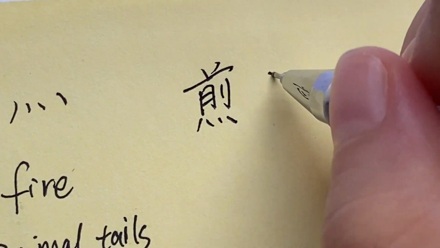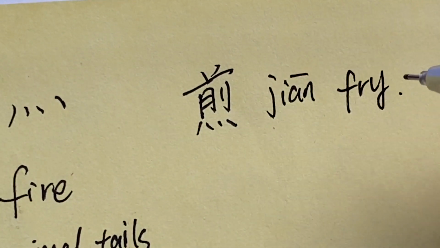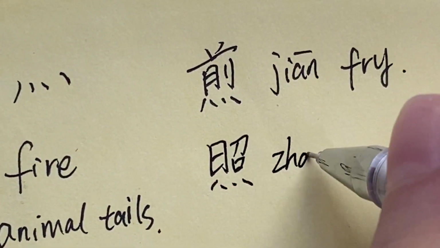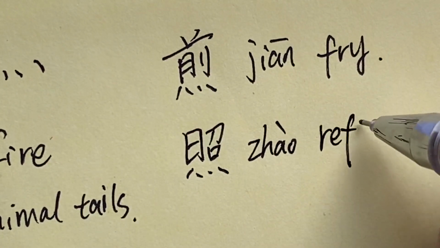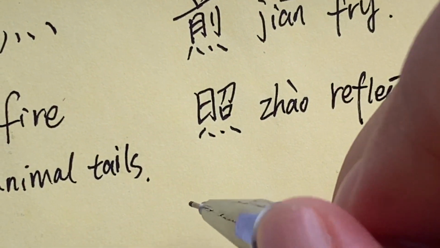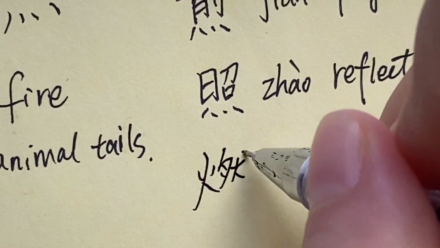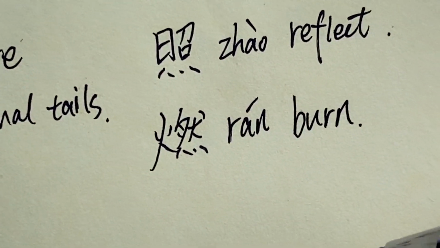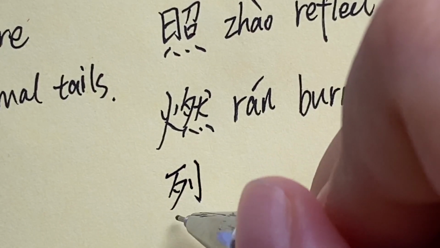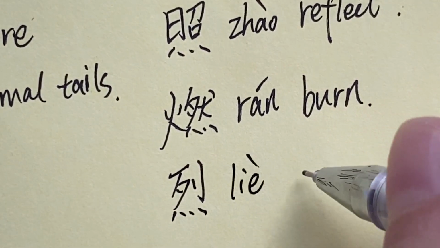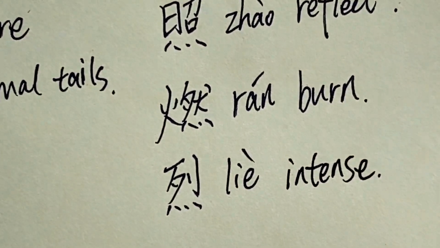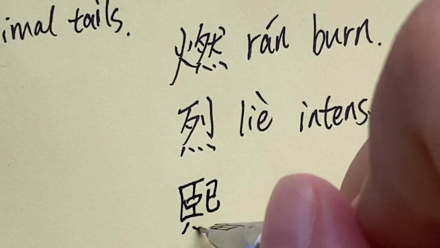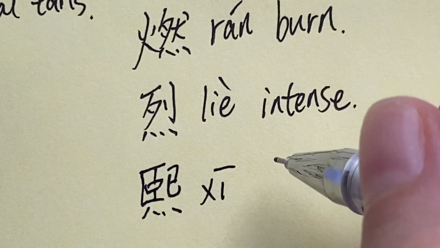煎 means fry. 照 reflect. 燃 burn. 烈 intense. 稀 bright.